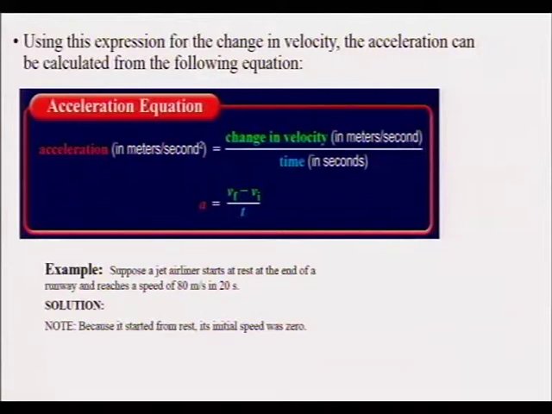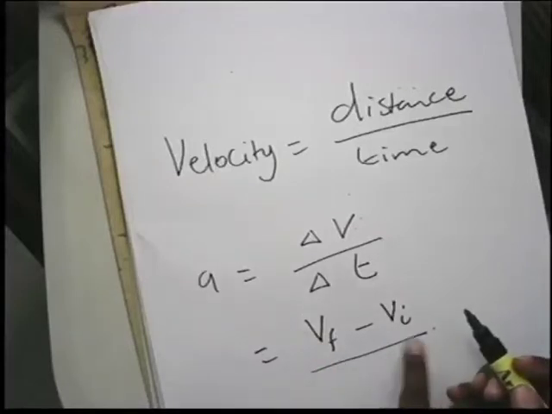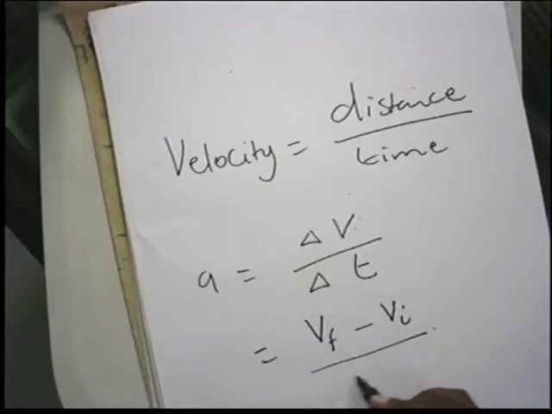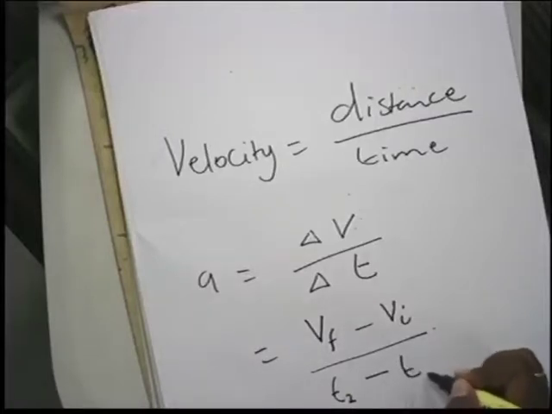This is one example of using acceleration. We say acceleration is a change in velocity divided by a change in time. The change in velocity is usually given by the final velocity minus the initial velocity. We use I for initial and F for final to show which is which, and then we divide by the change in time, which is the time at the end, T2, minus the initial time at the beginning, T1.